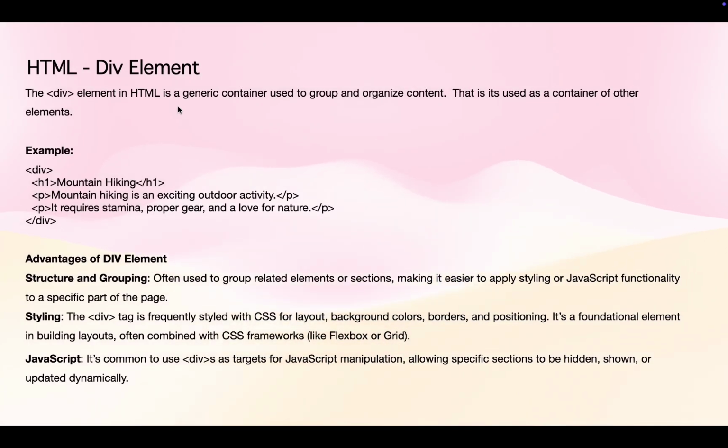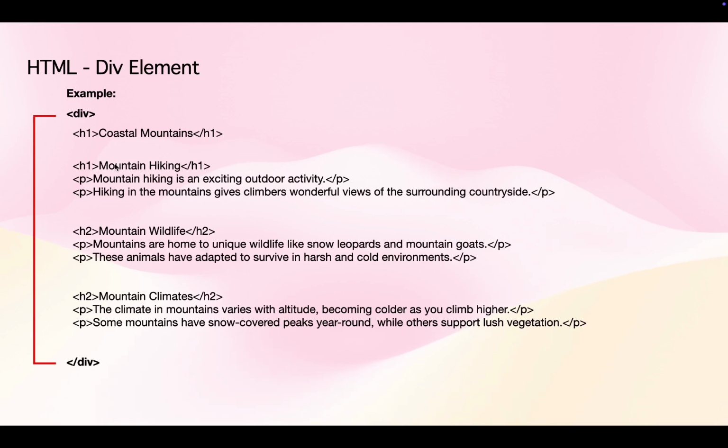The div element in HTML is a generic container used to group and organize content. That means it's used as a container of other HTML elements. For example, consider we have a section about mountains in our web page. In that section, if we have multiple subsections like mountain hiking, mountain wildlife, mountain climates, we can gather these together and organize them into a div element like this.